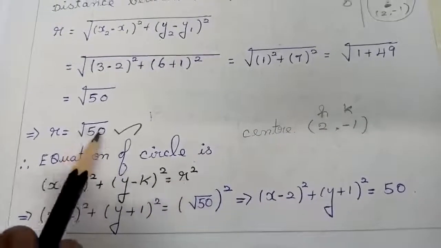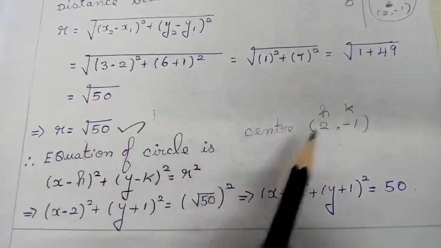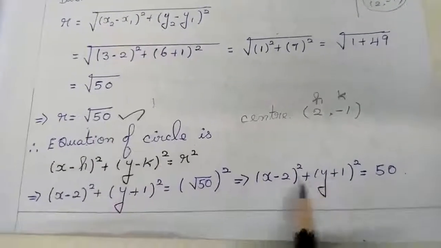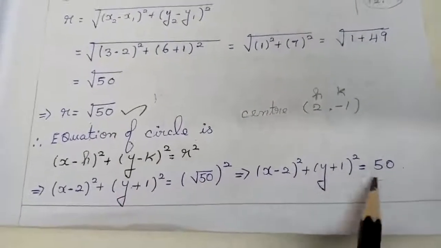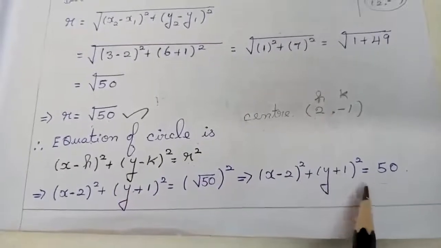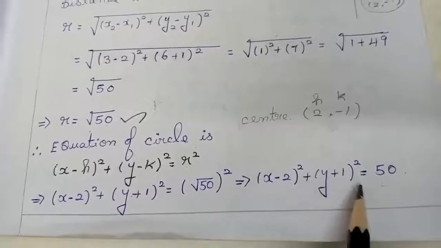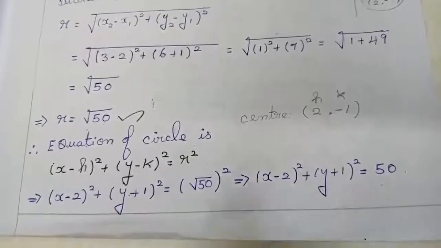r is nothing but root 50. The center is (2, -1), that is h, k. Substitute the values, you will get this final answer. You can stop like this, or if you want, you can expand using (a minus b) the whole square or (a plus b) the whole square, and this is the standard form of equation of circle.